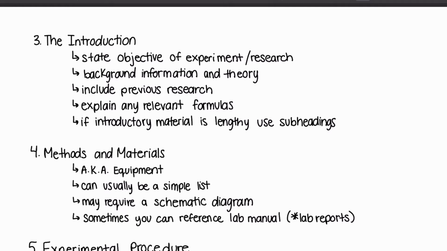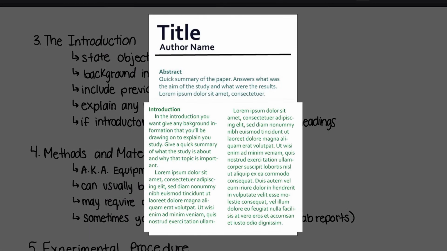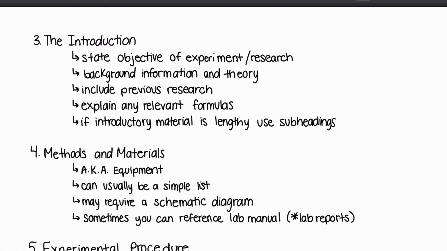Moving on, the next thing you want to include is an introduction. The introduction is where you'll be writing the majority of the background information, any theories you need to explain, any kind of previous research or relevant formulas. You also want to be explaining what the point of this research is and why the reader should be looking at this lab report to begin with. If your introduction material is really lengthy, it's really recommended that you're using subheadings to break that up. So if it's more than a page or more than half a page, then having your sections broken up by subheadings can help make your paper really, really concise.